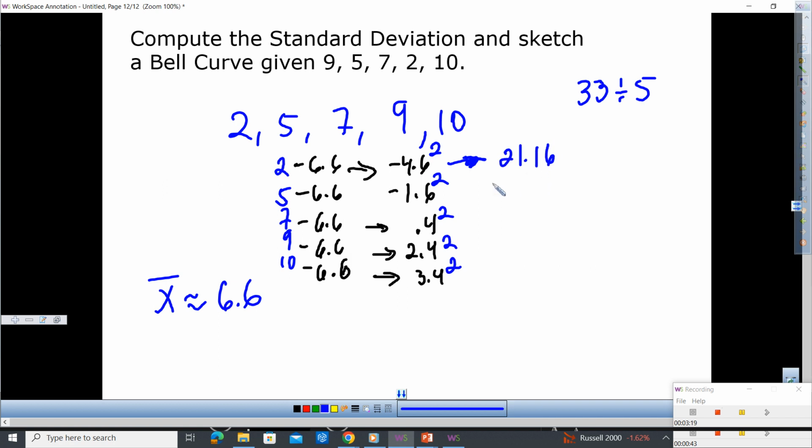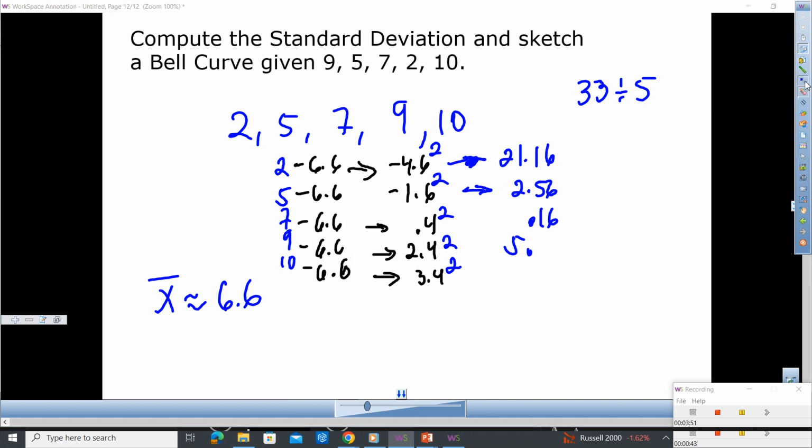21.16. All right. About 1.6 squared, Mr. Q. 2.56. Yes. Let's go. 0.4 squared is 0.16. 2.4 squared is what, Alex? 2.4 squared. 5.76. Okay, 5.76. And 3.4 squared, Alec?